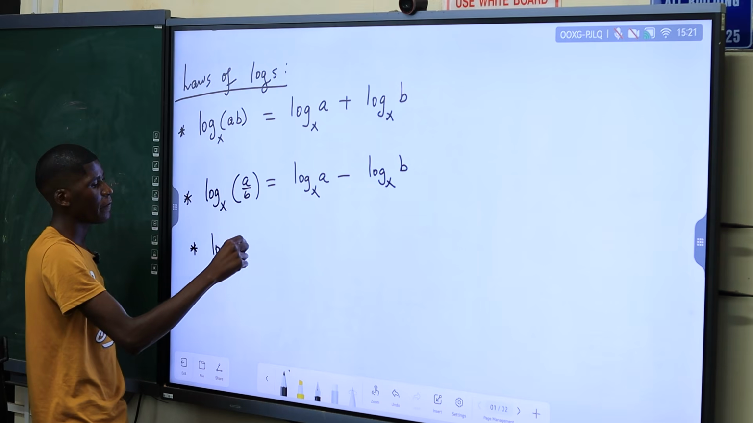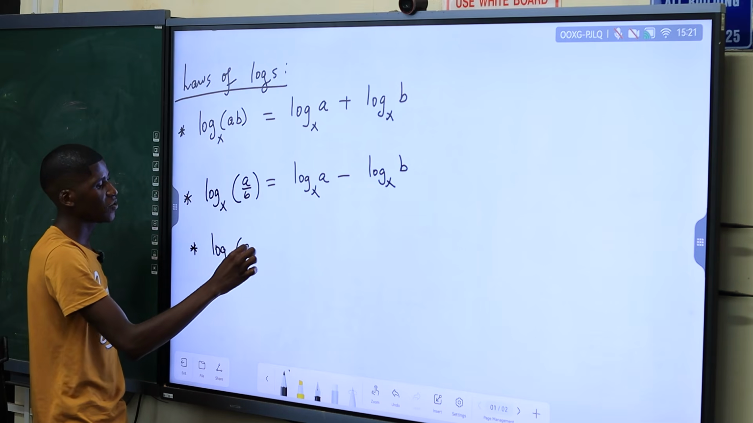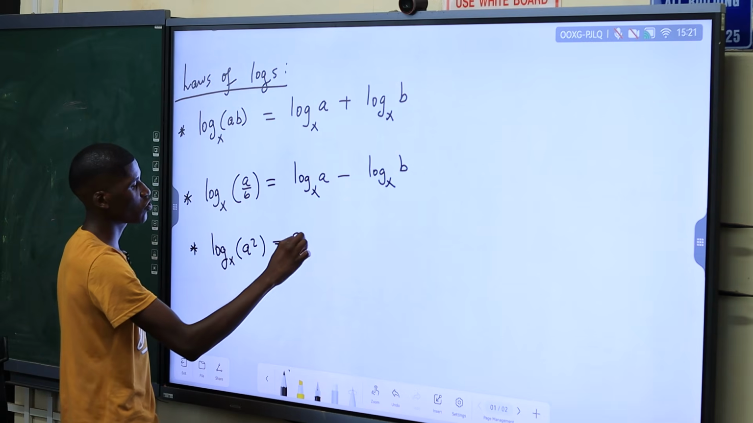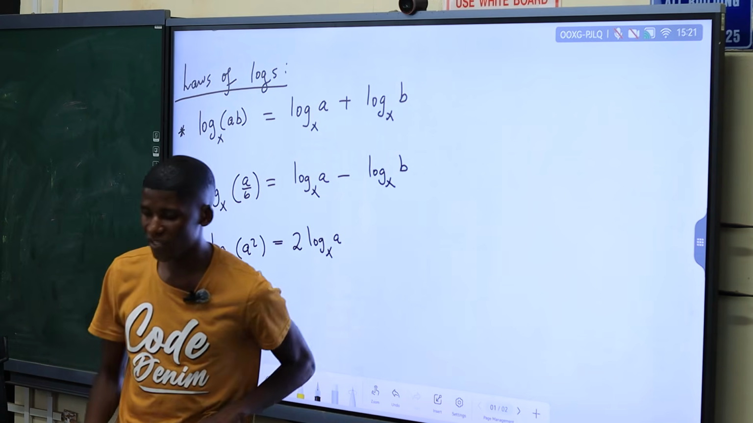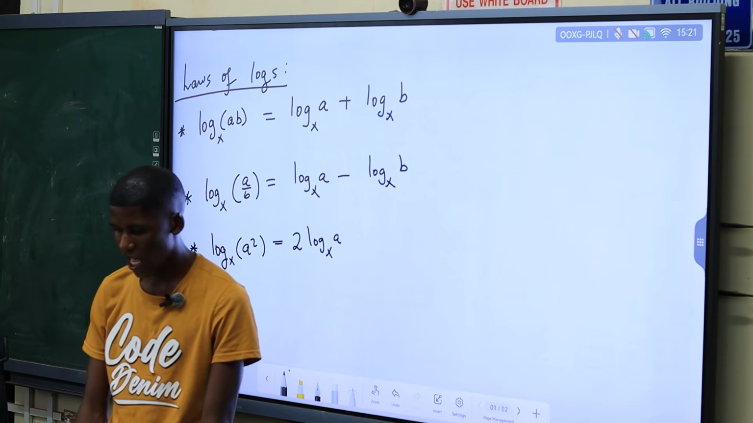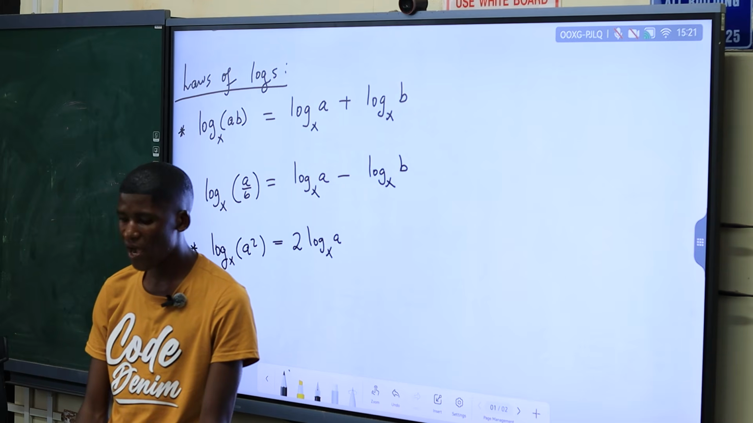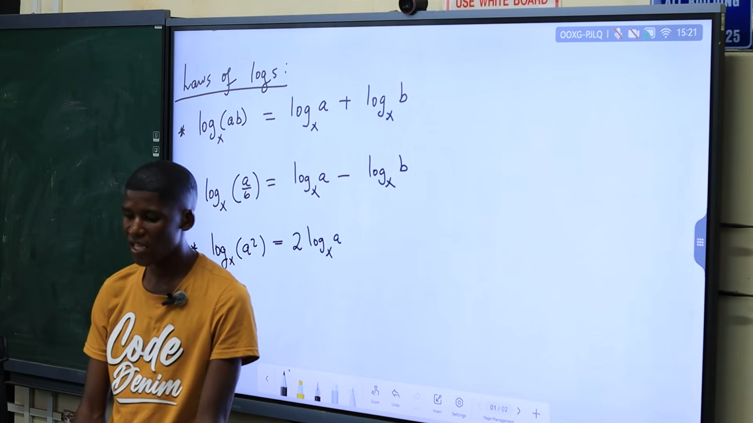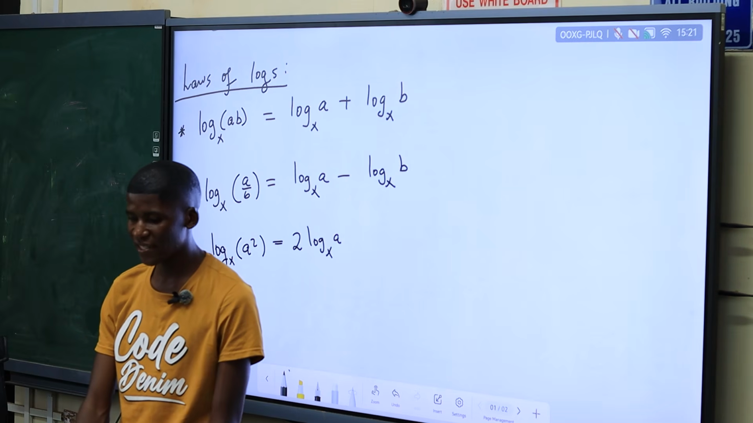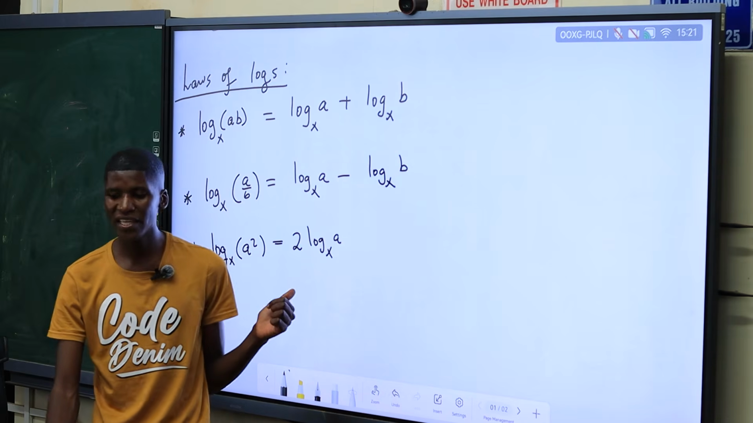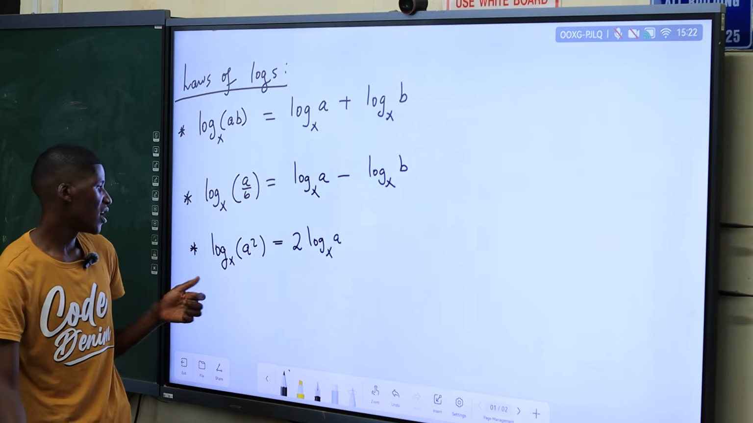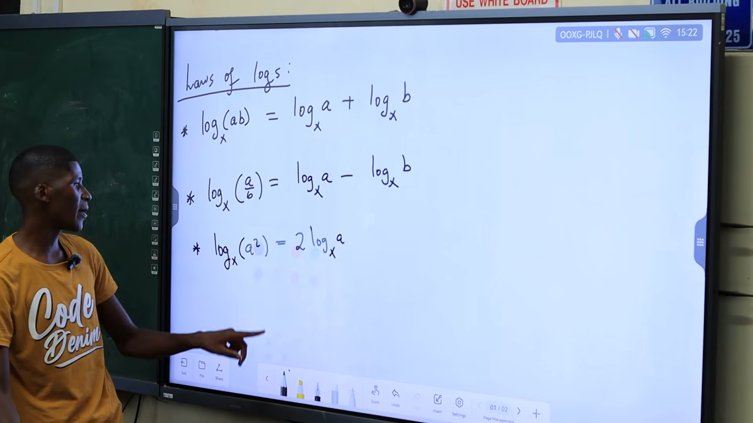log x of A squared is going to be equal to 2 times log x of A. So these are the laws that you must know about logarithmic functions. All logarithmic functions actually follow these same laws.